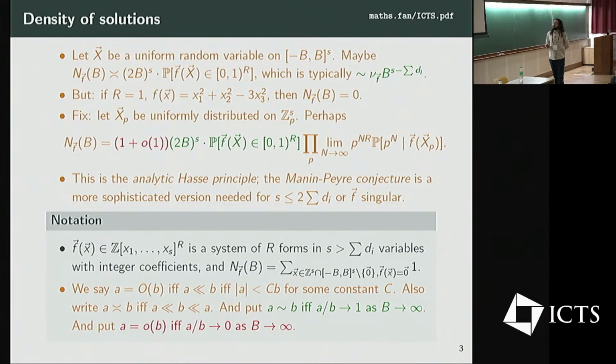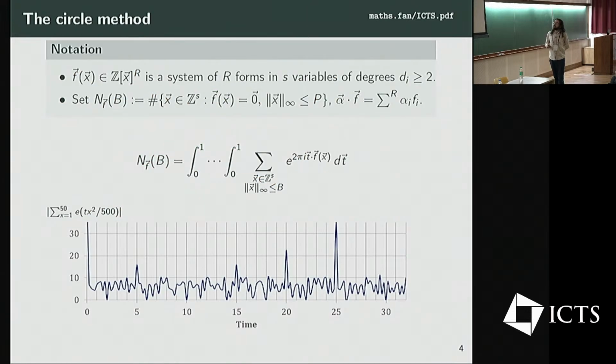Okay, so now I'm going to clear some room. At the end of the talk, I'm going to give a more technical account of the proofs of the results that I'm going to speak on. At this point, I just want to give a quick reminder of what the circle method looks like.